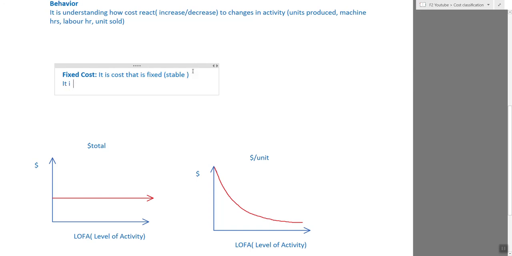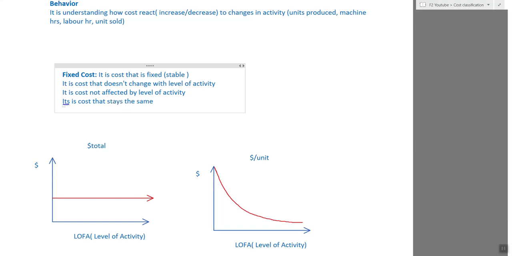It is cost that doesn't change with level of activity. It is cost not affected by level of activity. It is cost that stays the same regardless of the level of activity. So no matter whatever the activity is going to be, fixed cost is always going to be the same.